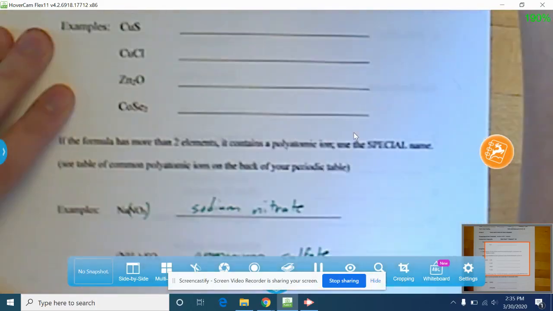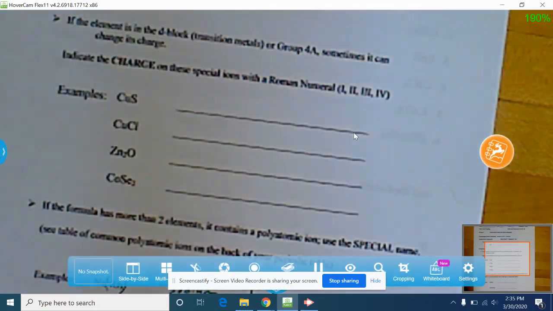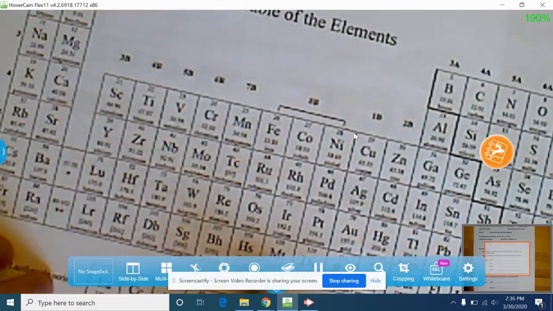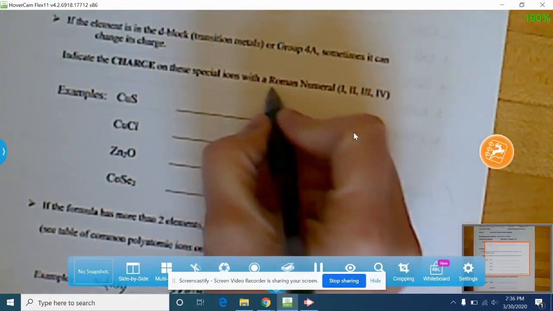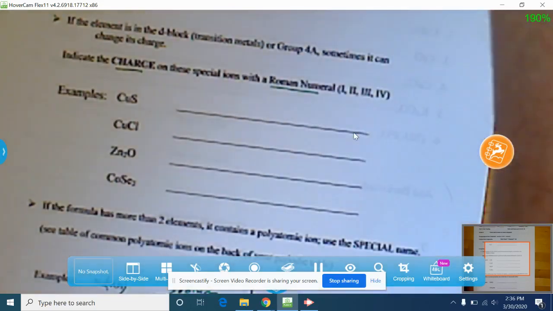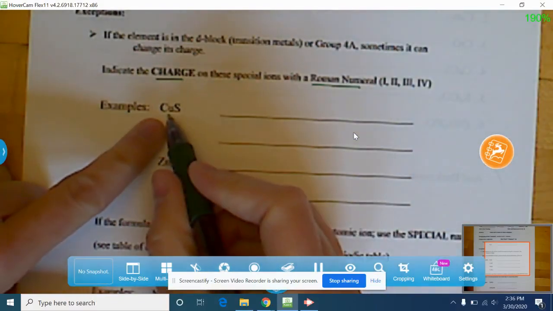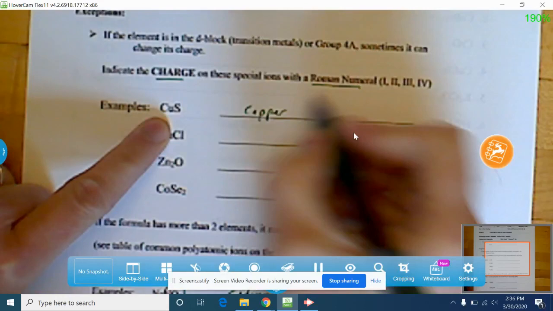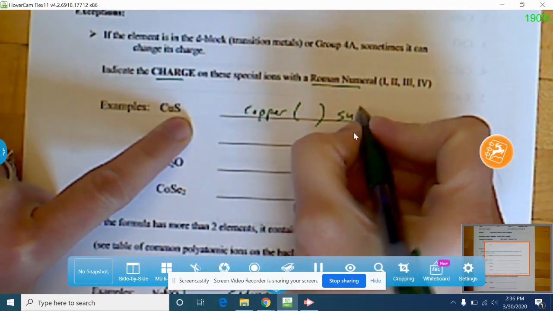The next one is if it is in the D block. Remember, the D block is the middle of your periodic table. Anything in the D block is a transition metal, and we need to use a Roman numeral that indicates the charge. The Roman numeral indicates the charge, so we have to figure out the charge. So copper, we find it is in the D block, so we would write copper and then leave space for a Roman numeral.